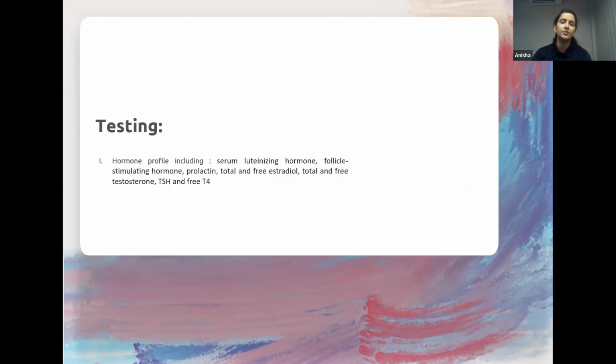So now testing. Usually a gynec or a doctor will refer you to do a hormone profile, which basically includes testing of all your hormone levels, because one hormone is related to another. If there are fluctuations in your levels, then that is something which needs to be treated medically. It cannot be treated just by non-medical interventions.